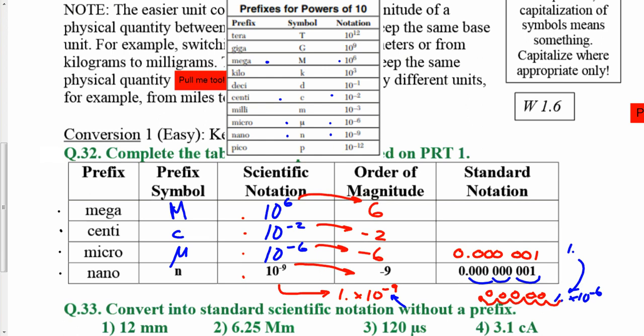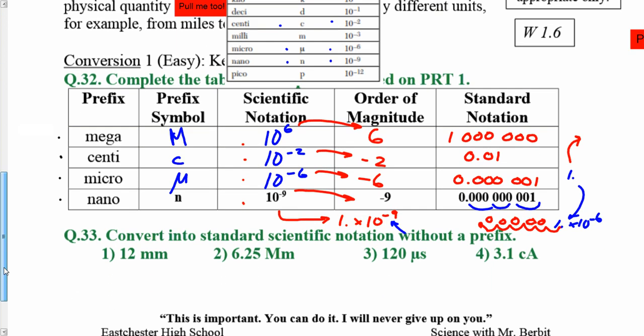Centi, you'll end up doing this. You'll get 0.01. And then mega. You're going to move this one the other way for mega. 6 places in the other direction. They'll give you 1, 0, 0, 0, 0, 0, 0. Good. Okay, let's come down over here.